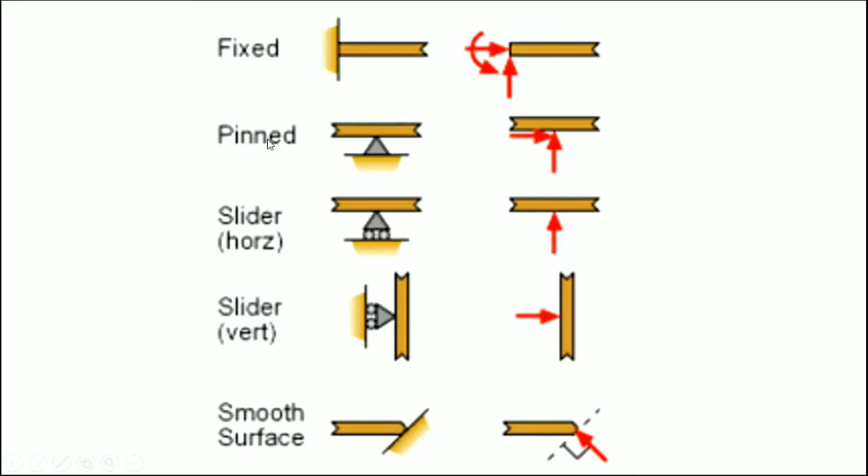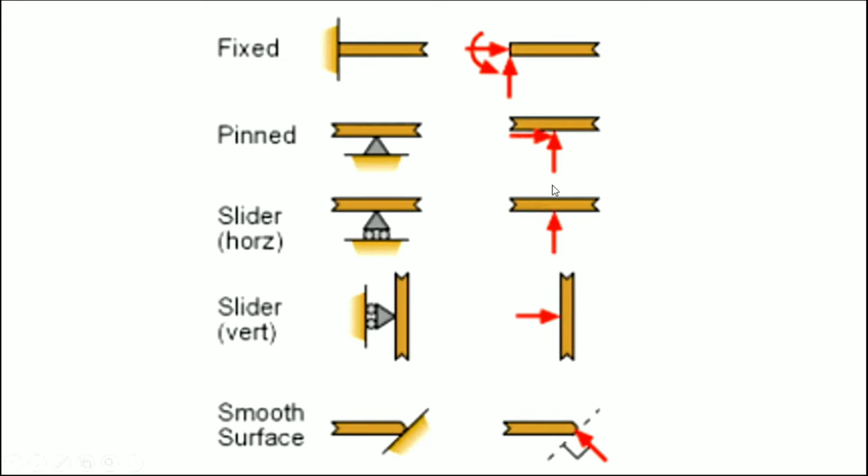This is a hinge support, also called a pin. Sometimes a small circle is shown here, or you can denote it like this also. It does not create a bending moment, only a horizontal reaction and a vertical reaction are created by this hinge joint or hinge support. This is a roller support or slider, as you can also call it.